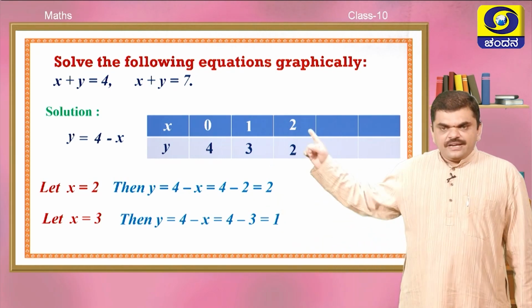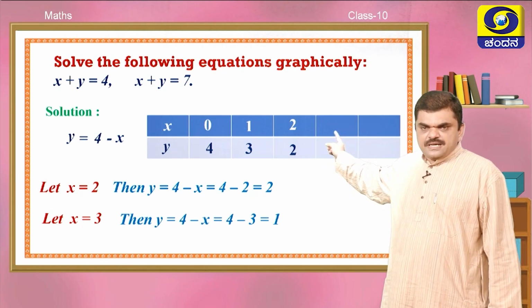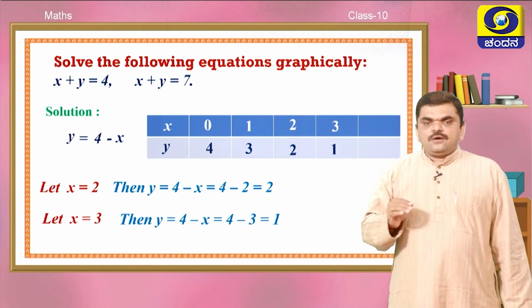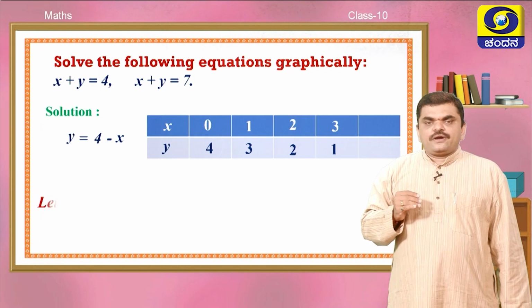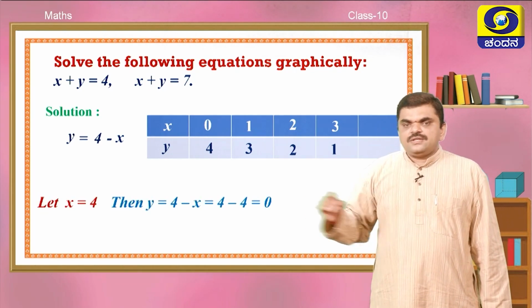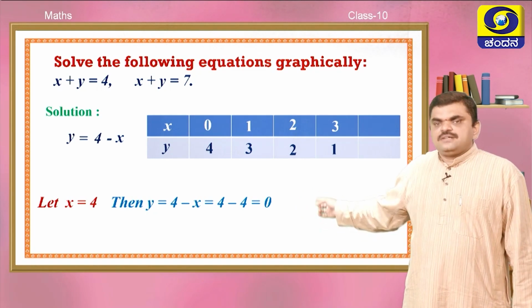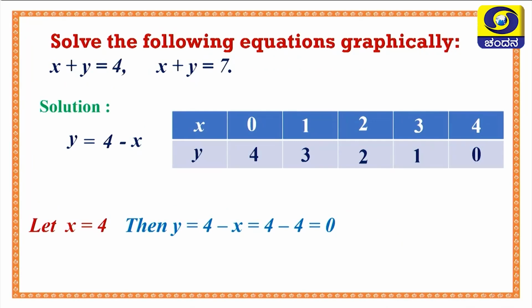So, writing in the table: 3 comma 1. When x becomes 3, y becomes 1. Very good. Now give another value, x is equal to 4. Then y becomes 4 minus x, that is 4 minus 4, which is equal to 0. So when x becomes 4, y is equal to 0.